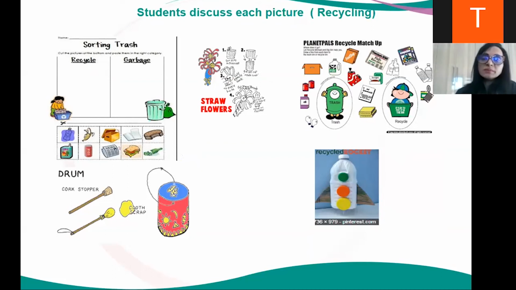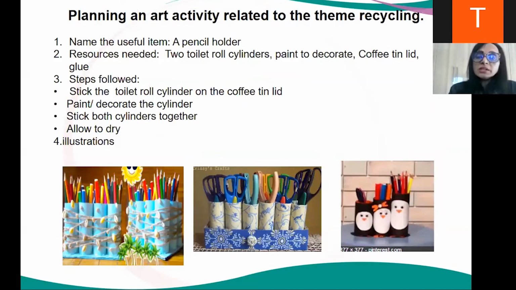These are some examples. When you're planning an art activity related to the theme of recycling, here again, you need to name the useful item. For example, the useful item that you're going to make is a pencil holder. The resources that you will need are 2 toilet roll cylinders, paint to decorate, and a coffee tin or lid. And the steps followed will be the steps that you will use to make the pencil holder, and then the illustrations will be photos that you will take of the item that you have made.